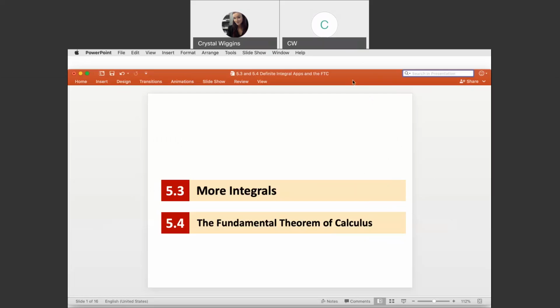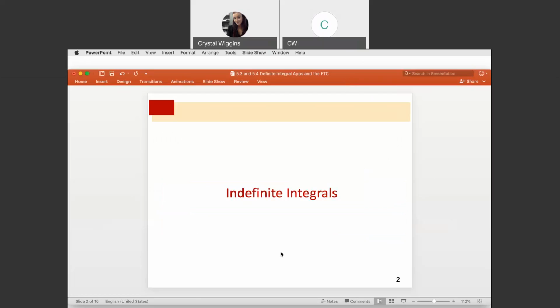So let's discuss integration. In this video, we will talk about integrating the indefinite integral and taking a look at the definite integral and the difference between the two. So here we go. Indefinite integrals.